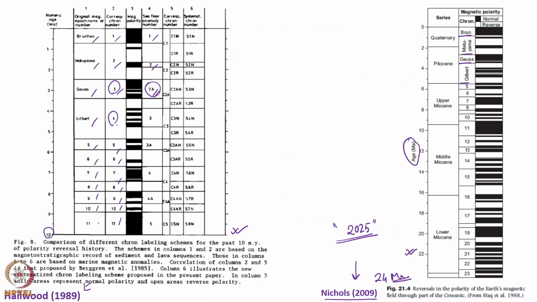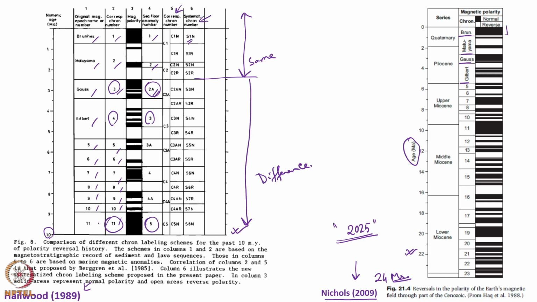Then Gilbert is chron number 4, but the sea floor anomaly number is 3, and you can see that the difference starts. Up to here the sea floor anomaly numbers and the magnetic polarity numbers are the same, but the difference arises here. For example, when it is chron number 11, in the sea floor anomaly it is just 5. Corresponding chron numbers are stated, and another way of nomenclature has been shown.